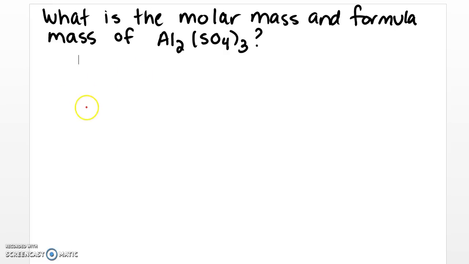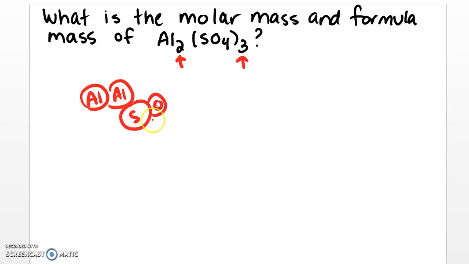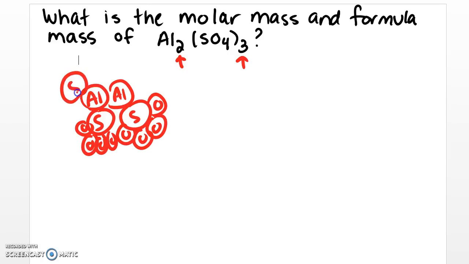So if you look at aluminum sulfate, if you look at the formula, we've got two aluminums, see there, two aluminums, stuck to 3 sulfates. And a sulfate is a sulfur attached to 4 atoms. And we have 3 of these polyatomic ions. So I'm just drawing them in here.